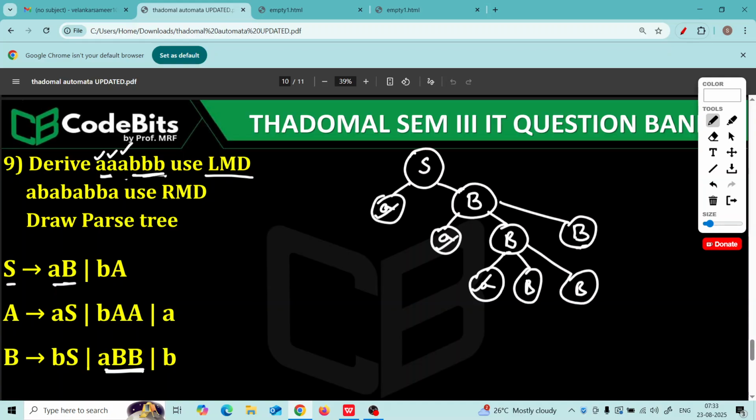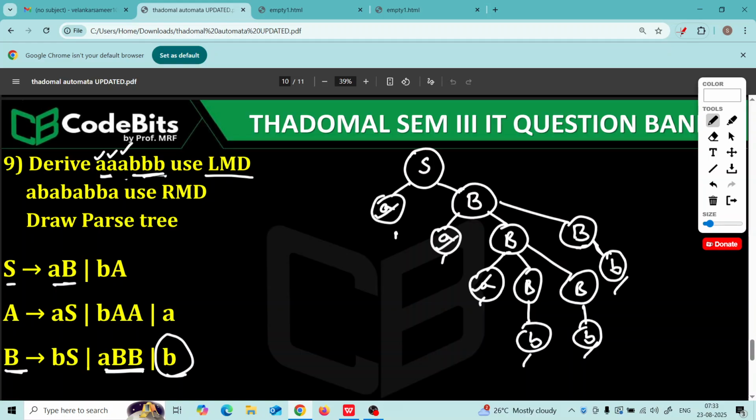Now these three B's are pending, and you know B can give b. So each of these B's, one by one, will be substituted with b. This last B is pending, you watch here. This will be substituted by b. Now if you see all the leaf nodes from left to right, we have aaabbb, done. This is the parse tree.